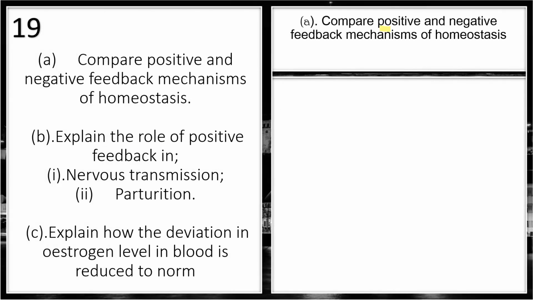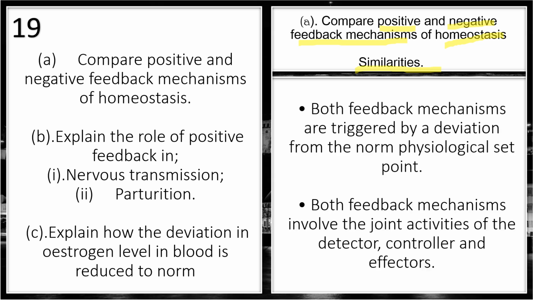Part A. Compare the positive and negative feedback mechanism of homeostasis. Let's start with the similarities. Both feedback mechanisms are triggered by a deviation from the normal physiological set point. Both feedback mechanisms involve joint activities of the detector, controller, and effectors.